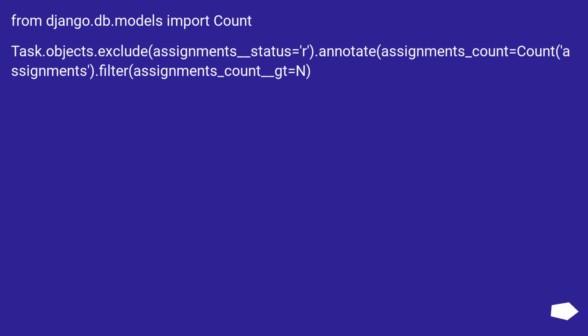From django.db.models import Count. Task.objects.exclude(assignments__status='R').annotate(assignments_count=Count('assignments')).filter(assignments_count__gt=n).